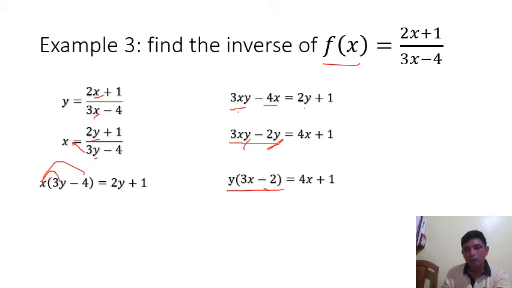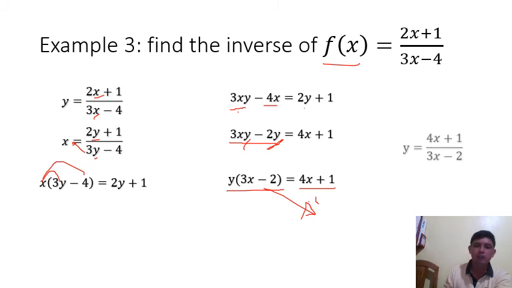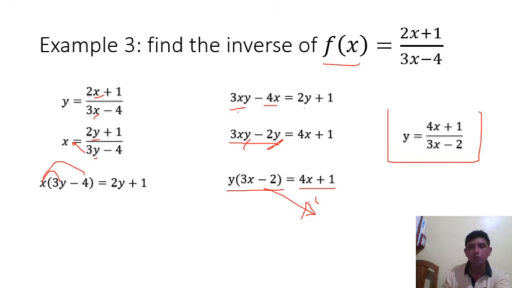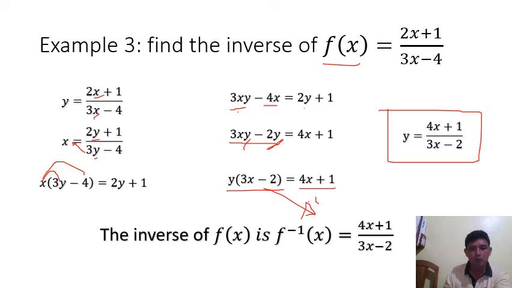Okay? We have here over 1. So you have to cross multiply it to the denominator. So 3x minus 2 times 1. So here is your result: 4x plus 1 over 3x minus 2. So meaning, this is the inverse of f of x equals 2x plus 1 over 3x minus 4. Okay.